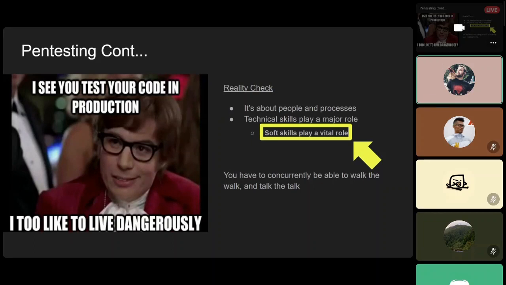But you also have to have those soft skills to be able to be a professional, keyword is professional, pen tester. You have to be able to establish that relationship with these folks that you're going to be working with and ensure that they understand what you're doing and how they can fix it. And it's your job to also ensure that you maintain that relationship while they're fixing whatever you found, right? So you have to concurrently be able to walk the walk and talk the talk.